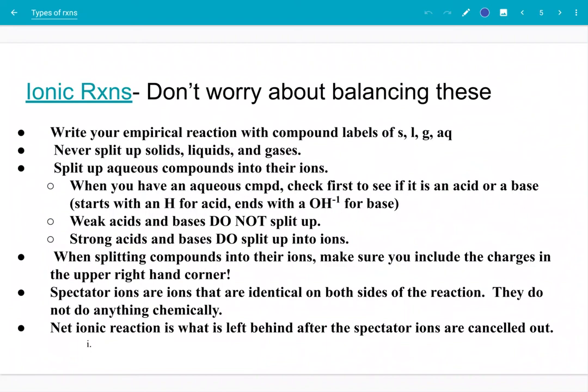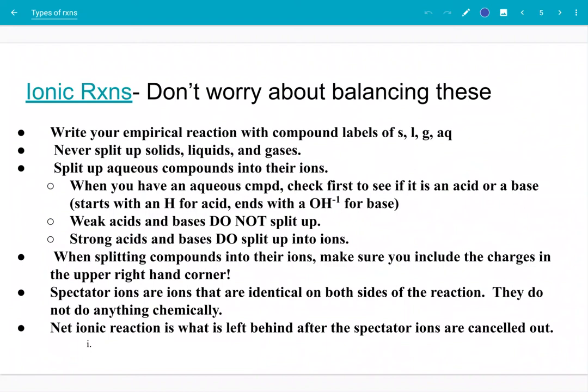We do split up aqueous compounds into their ions, but we have to keep our weak guys together. We only split up ones that are considered strong. When we split our compounds into ions, you do have to keep those charges in the upper right-hand corner. Then we identify spectator ions. Those are ions that don't really do anything in the reaction, but they appear on both sides in the exact same form. Our net ionic reaction is what's left behind when we take out those spectators.